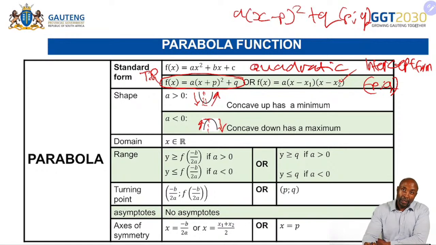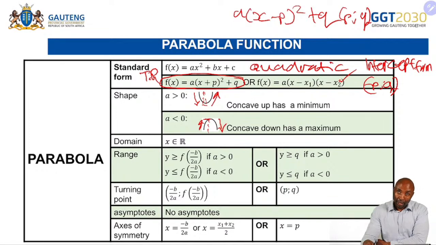Our domain, if it's not restricted, x is an element of real numbers from negative infinity to positive infinity. To get the range, we must get our x value at the turning point, and we use the equation of the axis of symmetry, and we are able to get that at the bottom of the slide there. You are able to see we can use negative b over 2a, or we can use, if we are given the x-intercept, it's x1 plus x2 over 2. That will give us the x value.